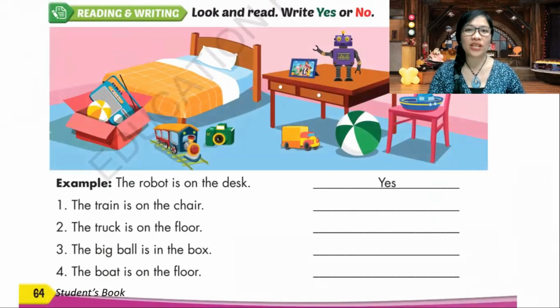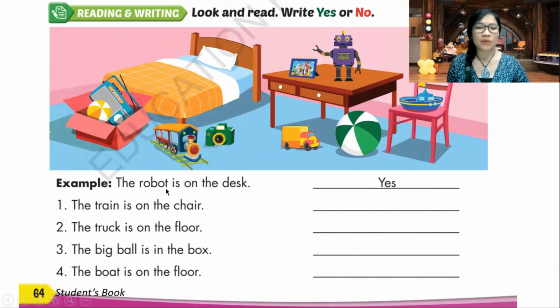You're going to look and read. Write yes or no. Example, the robot is on the desk. Yes or no? Where's the robot? It's there! So it's yes, right? Because the robot is on the desk. Number 1. The train is on the chair. Yes or no? Where is the train? There.